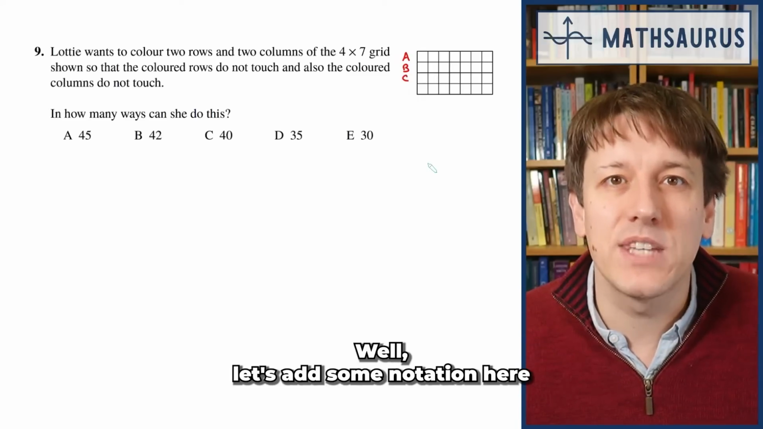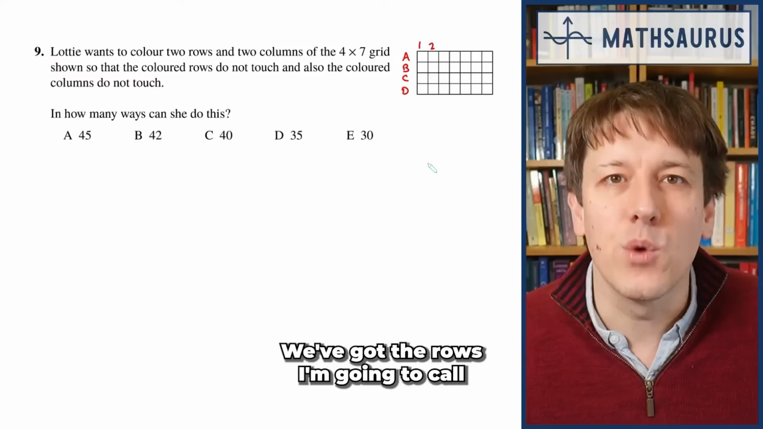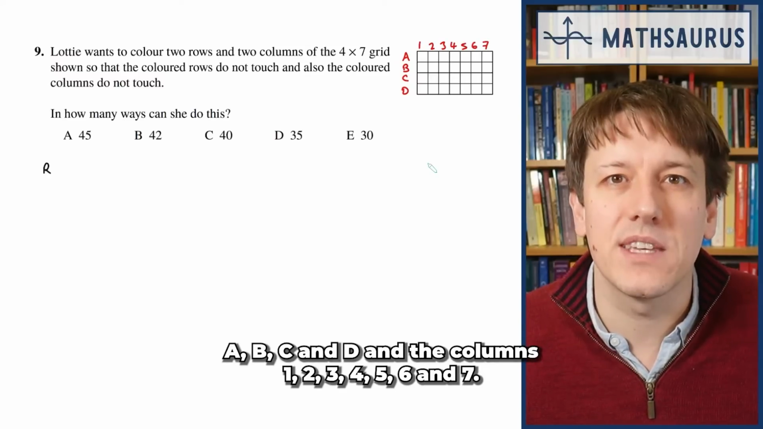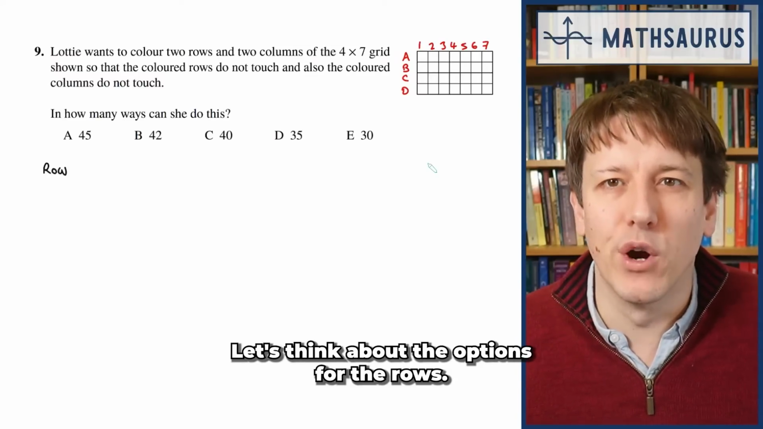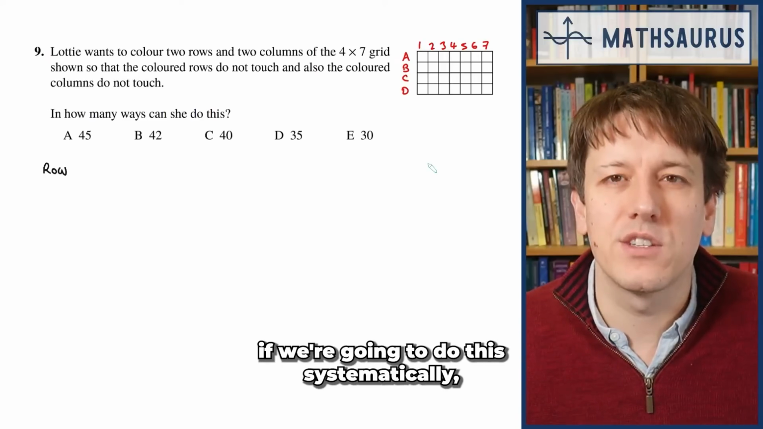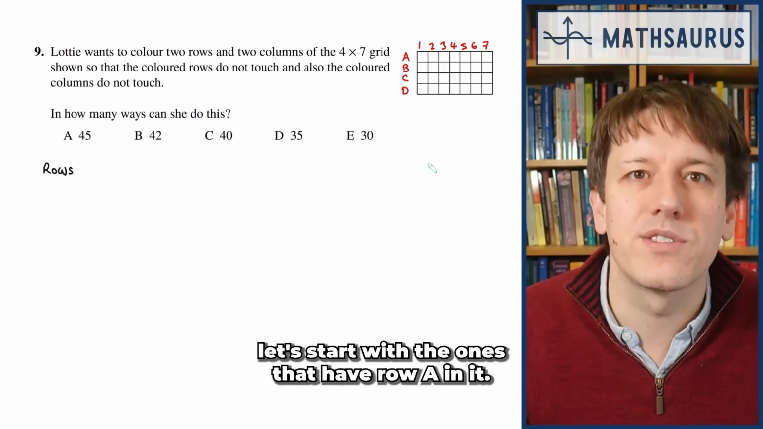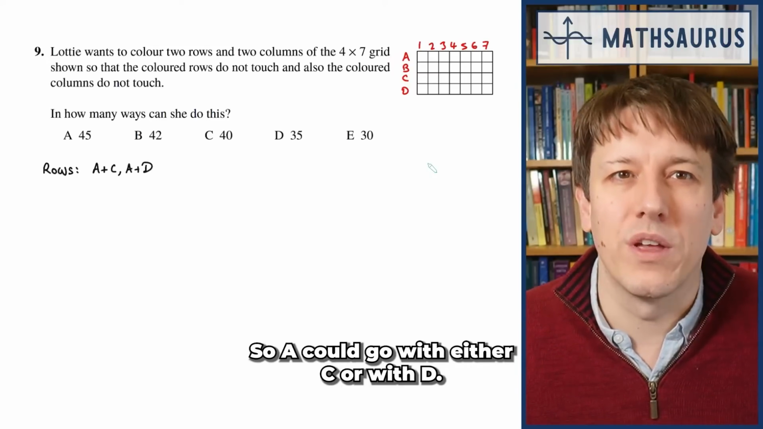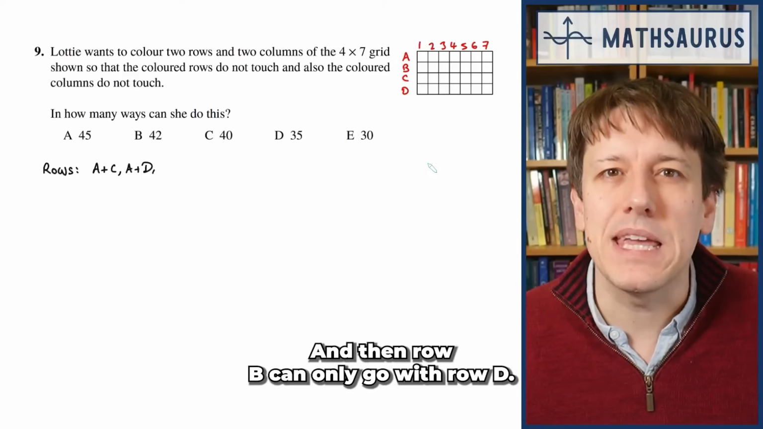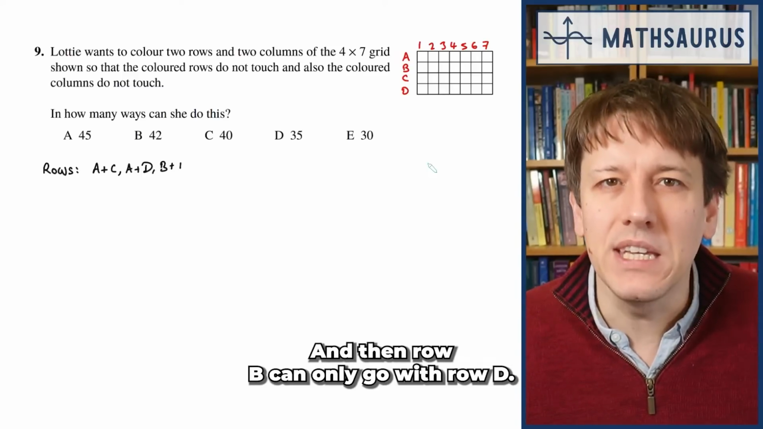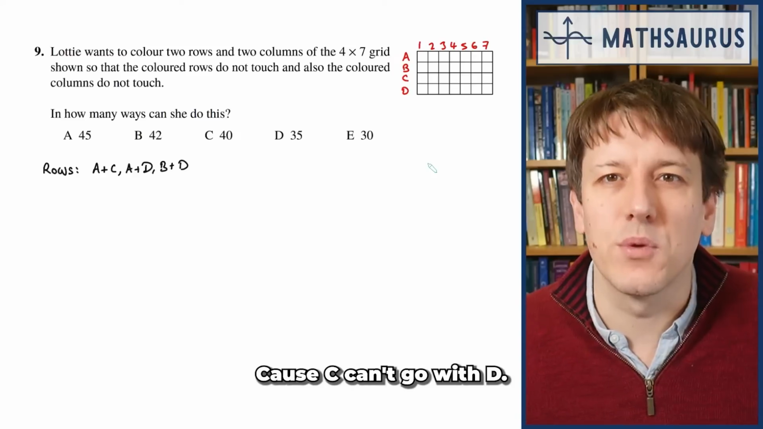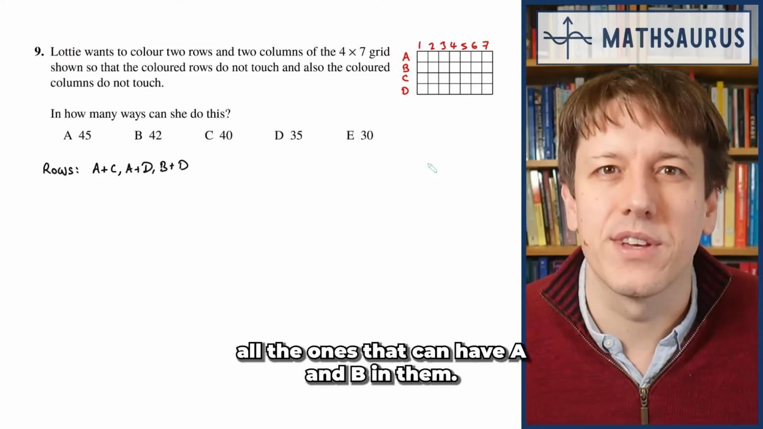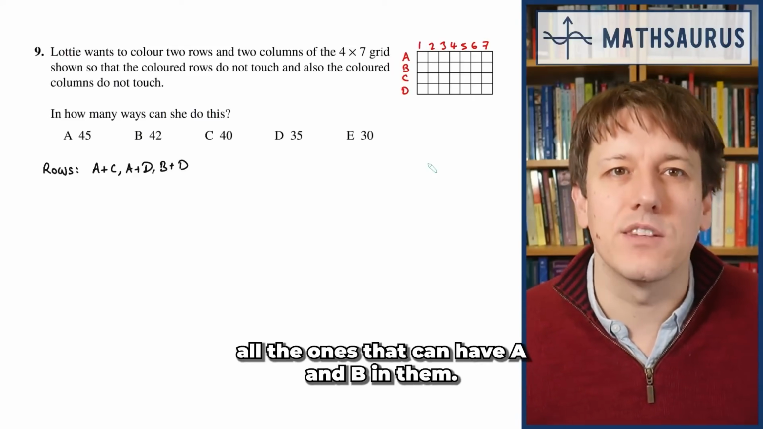Well, let's add some notation here so I can explain this to you clearly. We've got the rows I'm going to call A, B, C and D, and the columns 1, 2, 3, 4, 5, 6 and 7. Let's think about the options for the rows. If we don't want them to touch, if we're going to do this systematically, let's start with the ones that have row A in it. So A could go with either C or with D, and then row B can only go with row D, and then that's all the options because C can't go with D, and we've included all the ones that can have A and B in them.